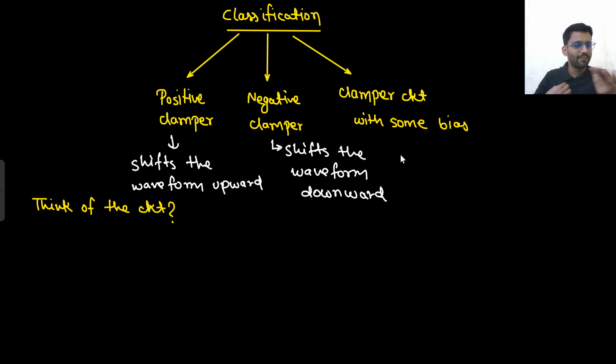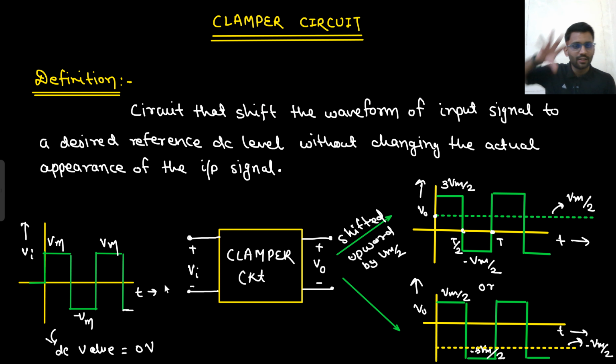Clamper circuit with some bias, like it will be positive or negative, but there will be some bias as well. Okay. Now let's try thinking of a circuit. What do you need in the output? Here I told you what do you need in the output. The input signal as it is plus some DC value.